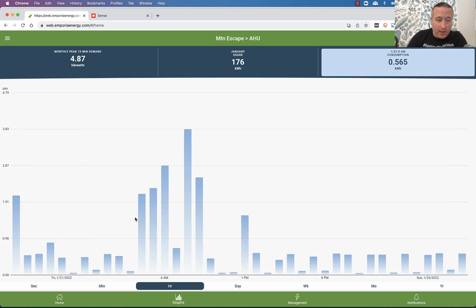But note that we have a big spike here. This was back on Friday, 4, 5, 6 a.m. For whatever reason, it didn't use much for the next hour, and then it used a bunch the next 2 hours. This house is 1,150 square feet. It is a manufactured home. I pulled all the insulation out from underneath, so the crawl space is completely uninsulated as it stands, which is very hard on load.